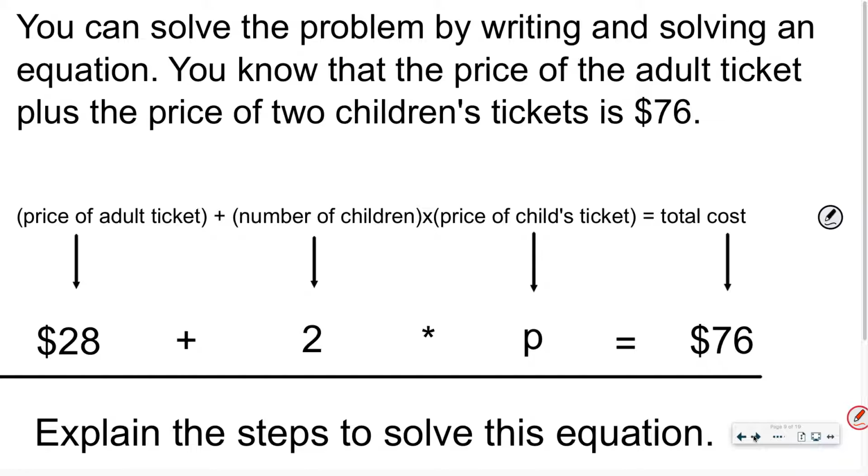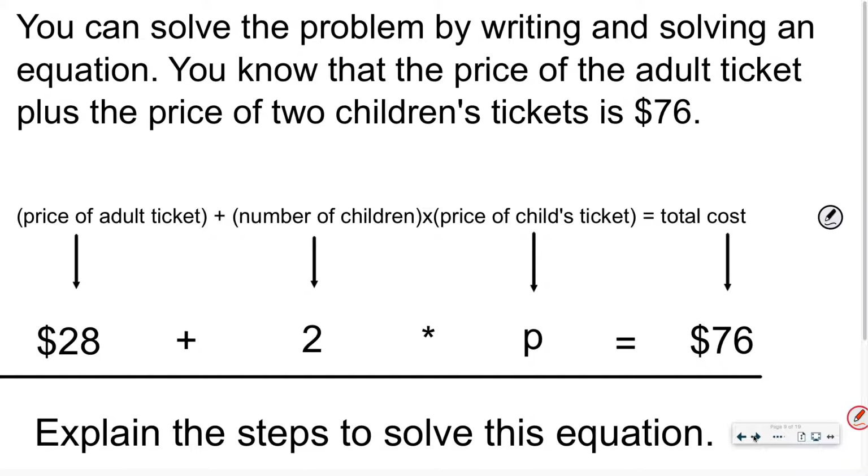So here's what we know. We know the price of an adult ticket is 28. We know he has two kids. We do not know the price of the kids' ticket, but we know the total. So if you had to explain this, how do we come up with our total? It's the one adult ticket plus the two kids' tickets would give me my total. I just said the adult ticket, I used the word plus, but the adult ticket and the two kids' tickets combined would be 76. Okay?